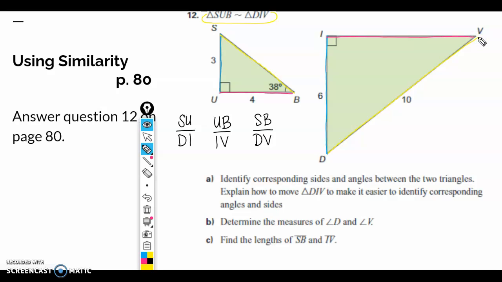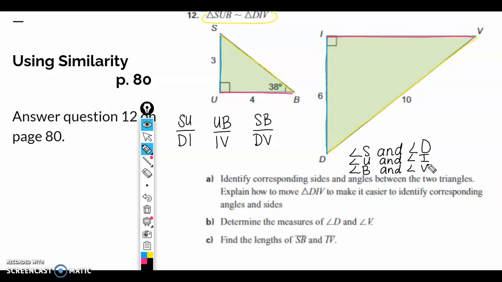Now looking at our corresponding angles. Again, corresponding angles are shown within the way our figures are named. They are the ones that are set equal to one another. So angle F and angle D are corresponding. Angle U and angle I are also corresponding. And angle B and angle D are corresponding.